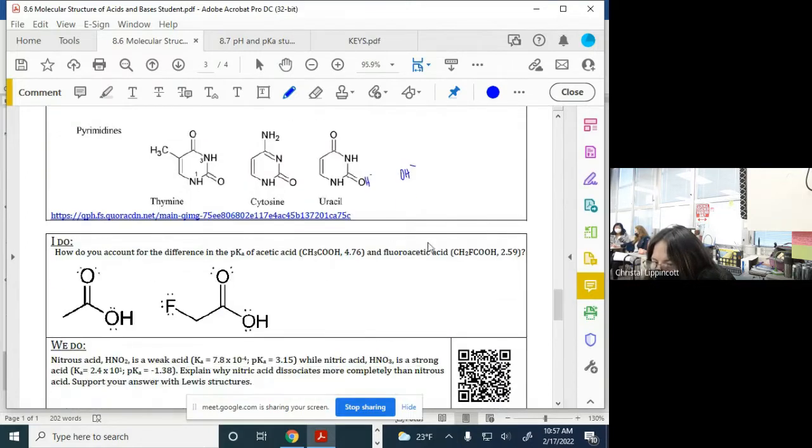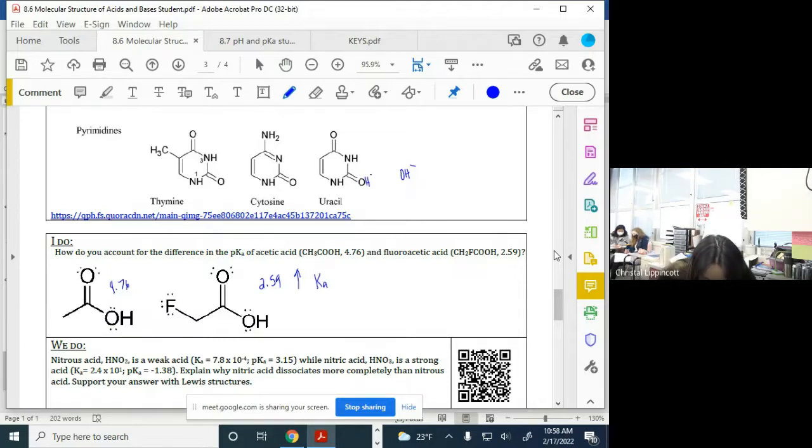All right. If we're looking at these, we need to account for the differences here. And this fluorine right here, when we look at this, the pKa value is 2.59. This pKa value is 4.76. That means that this has a higher Ka value. Its Ka value is greater.